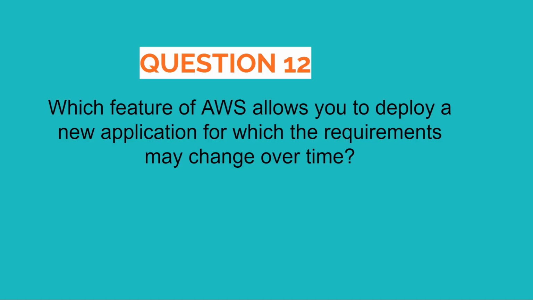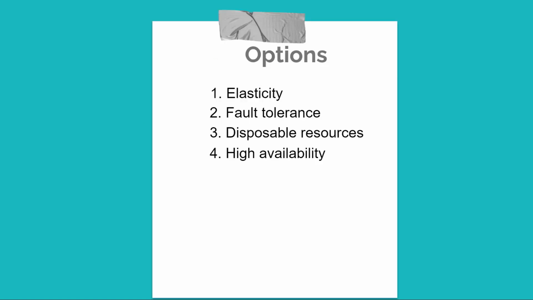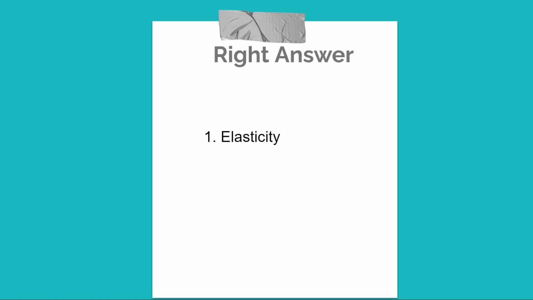Question. Which feature of AWS allows you to deploy a new application for which the requirements may change over time? Option 1. Elasticity. 2. Fault tolerance. 3. Disposable resources. 4. High availability. Right answer is 1. Elasticity.